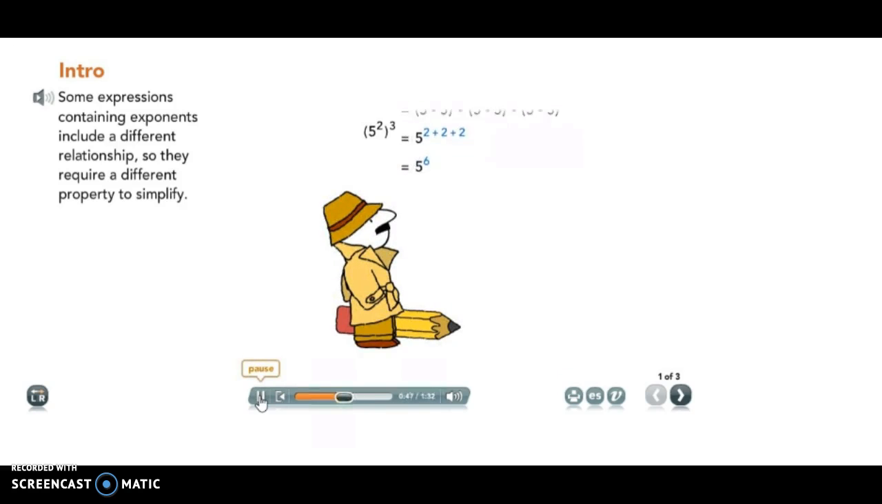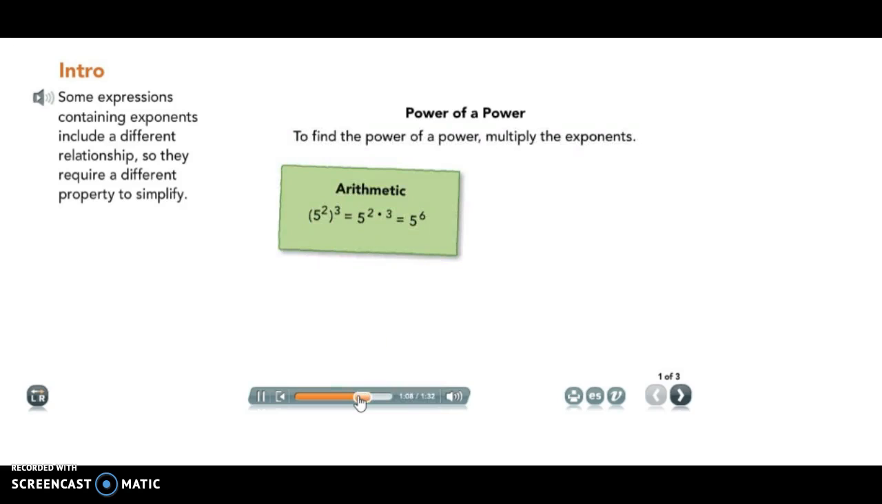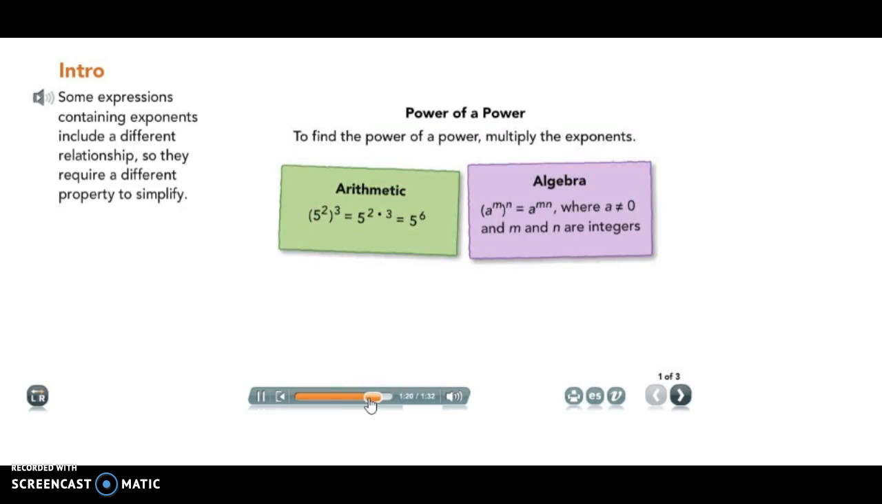So as we're seeing that there are 6 5s, now we're going to go ahead and see if we can make any connections. We have a 5, which is our base, and then we have the 2 and the 3, which are the exponents. When we multiply them by each other, we're going to land at 6. So when we have a power to a power, then we are going to multiply our exponents. And that is going to be true whether we are doing it with numbers or with letters. So they're just showing you that here. Okay, so let's give it a try.